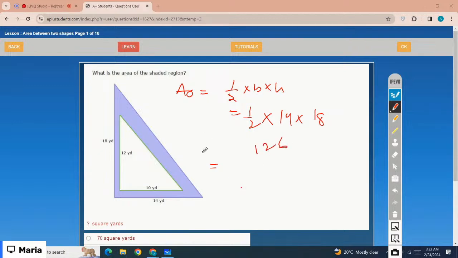Now calculate the area of the inner triangle. Half times 10 times 12, 60. So subtract the area of the inner one from the area of the outer one, and that is the area of the shaded region. So you have to do 126 minus 60, that is 66 square yards.